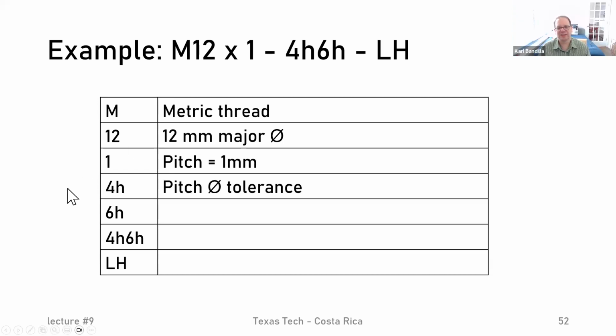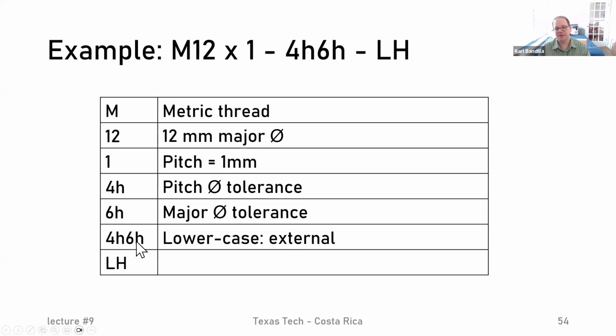And the 6H? For the 6H, we have to think a little bit, right? We kind of first have to figure out, is it internal or external? The major tolerance. It would be the major tolerance because it was external, because all these are lowercase, right? If all these were uppercase, then this would be the minor tolerance because it would have been internal. Right, so that's kind of what we have to do. And then LH. Left-handed. There we go.